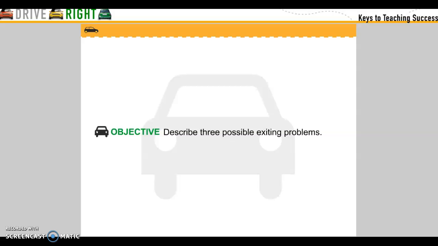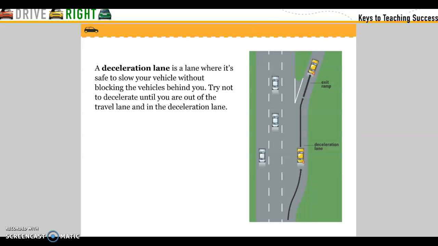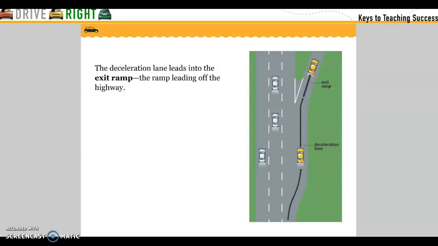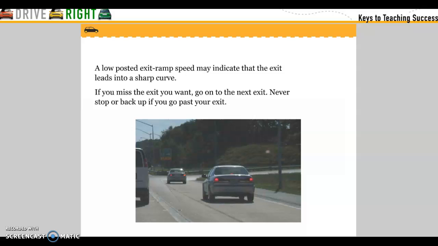Objective: Describe three possible exiting problems. A deceleration lane is a lane where it's safe to slow your vehicle without blocking the vehicles behind you. Try not to decelerate until you are out of the travel lane and in the deceleration lane. The deceleration lane ends into the exit, leads into the exit ramp, the ramp leading off the highway. A low posted exit ramp speed may indicate that the exit leads into a sharp curve.